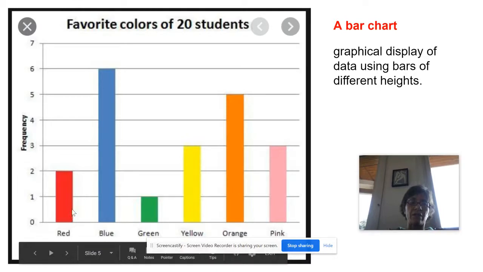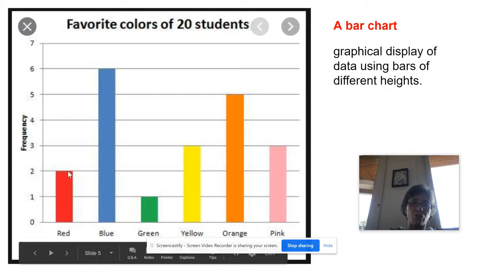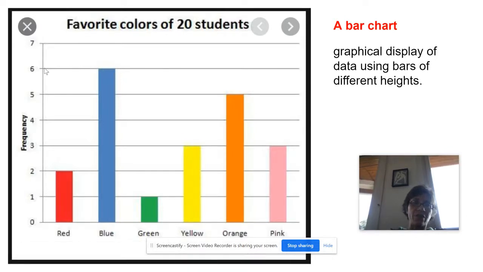So at a glance, you can see how many students chose red, because the bar goes up to the number 2. 2 students chose the color red as their favorite color. How many students chose blue as their favorite color? So let's look. The bar reaches this line here that corresponds to the number 6. That means that 6 students chose blue as their favorite color.